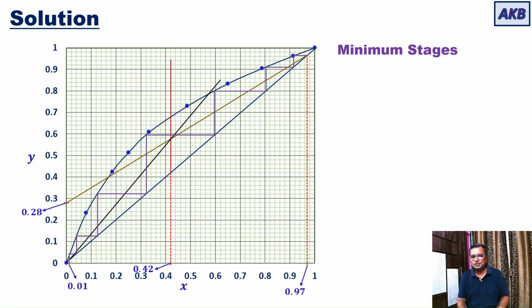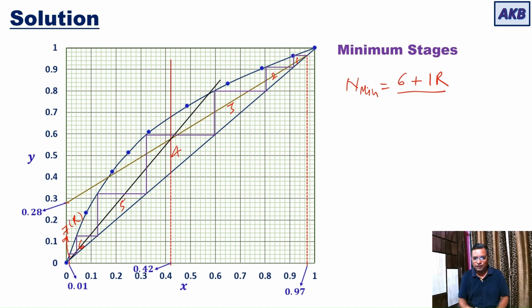the minimum number of stages. You cannot draw a lesser number of stages than what I have drawn now. So let us count the stages. This is 1, this is 2, this is 3, this is 4, this is 5, this is 6, and the last one is the 7th stage, which is the reboiler. So in this case, the minimum number of stages is 7. So that is 6 plus 1 reboiler.